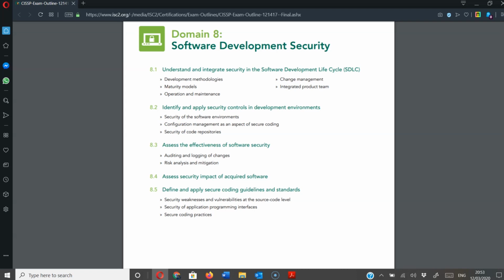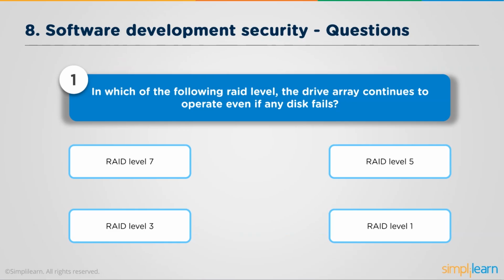So let's go for the questions. Question 1: in which of the following RAID levels does the drive array continue to operate even if any disk fails? Now, in the actual exam, they are not going to be very technical. It's a managerial exam, so they may not ask you these kinds of questions, but the knowledge is still required. So you need to know that there is something called RAID, the different levels of RAID, because you might want to use that as a solution in a particular situation.